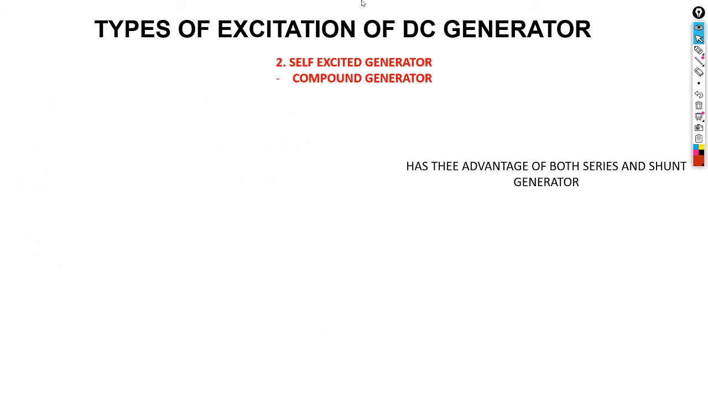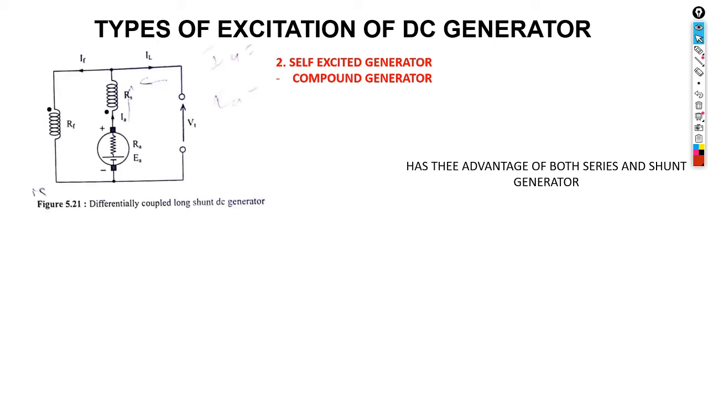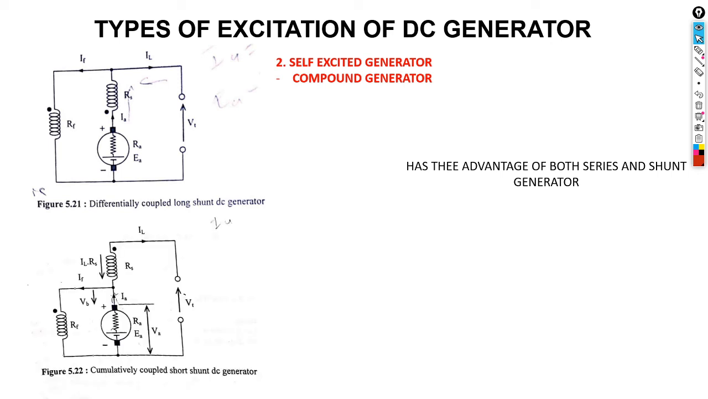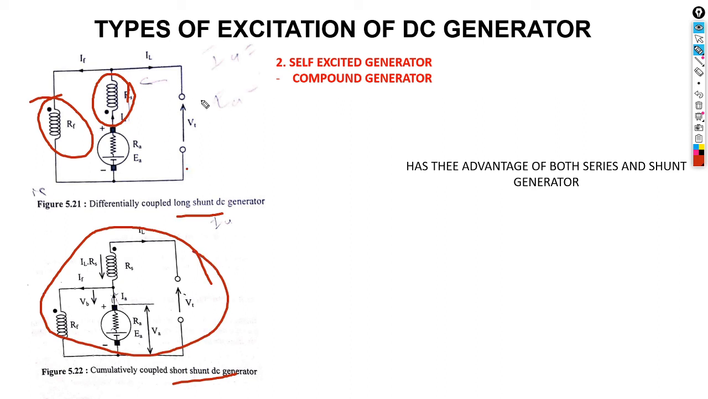And then we're gonna have a look at another type, which is a compound generator. By compound we mean we combine the two. It has the advantage of both series and shunt. We combine the two so that we can make something that is close to perfection. Okay, and therefore we have two types. The first one is a long shunt, and the second one is gonna be a short shunt. Okay, so with this compound, it's all about you have a series winding and then you have a shunt winding, so you can connect them either in a long shunt or in a short shunt. A short shunt, this will be the configuration. Long shunt, that will be the configuration.